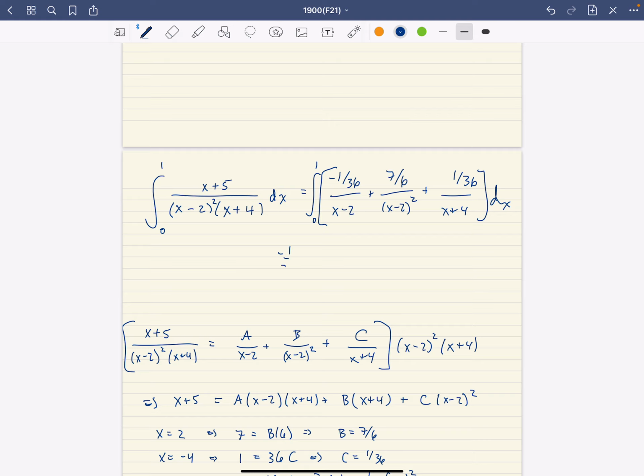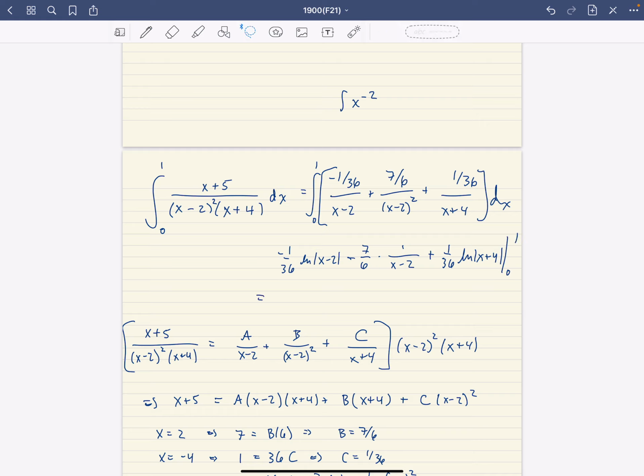We get negative 1 over 36 natural log of the absolute value of x minus 2, plus 7 over 6 times... going too quickly here. This is 1 over something squared, so it's not a natural log. It's just negative 7/6 times 1 over x minus 2. It's just like integrating x to the negative 2, right? You get negative x to the negative 1. And then the x plus 4 term still has a natural log in it. And that's all evaluated from 0 to 1.